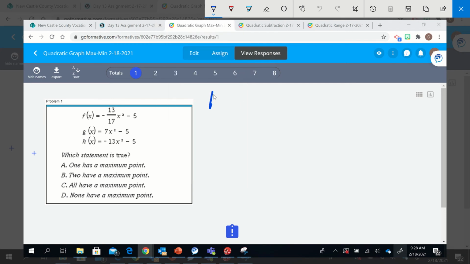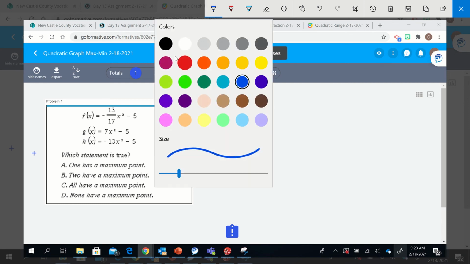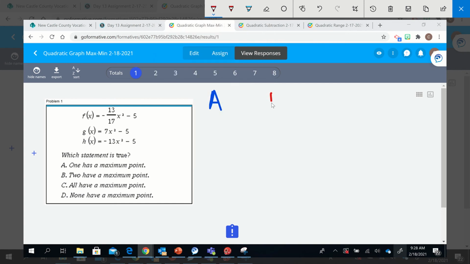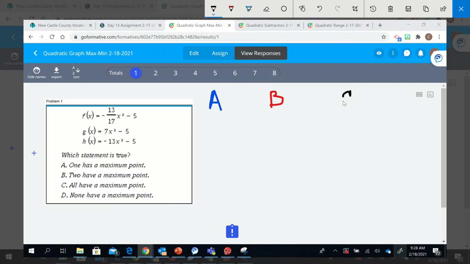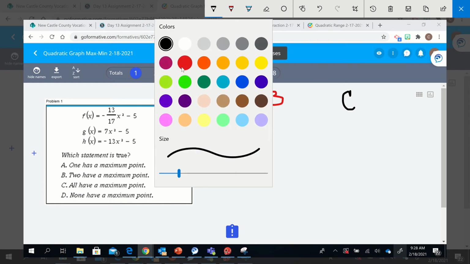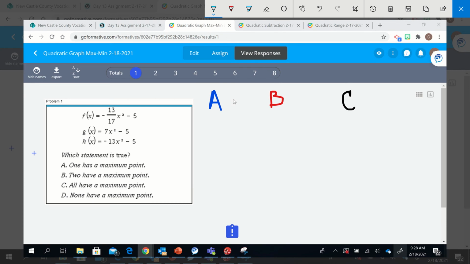So we have A, we have B, and then we have C. Now what those mean is, A is next to an x squared. B is next to an x. And then C is by itself, or it's a constant.